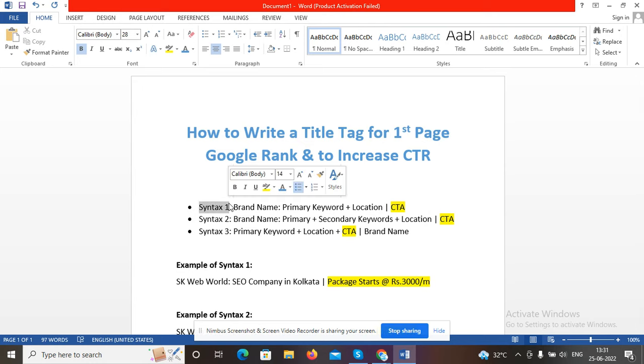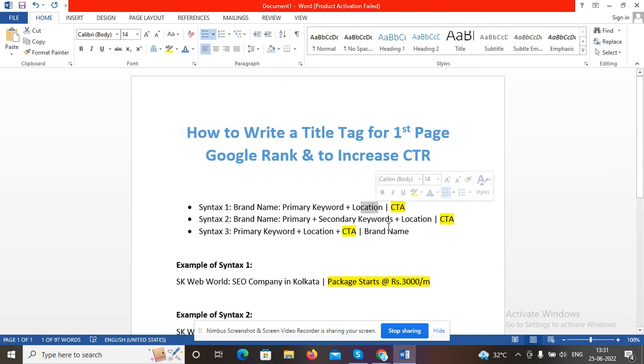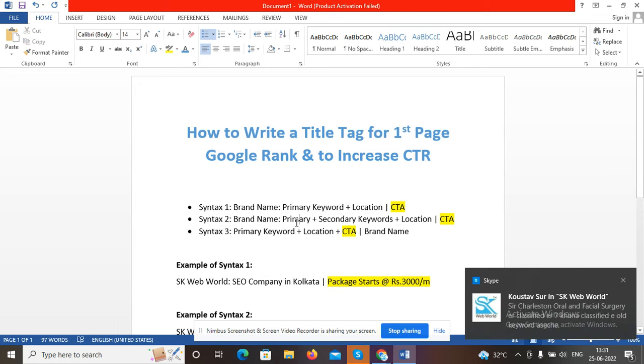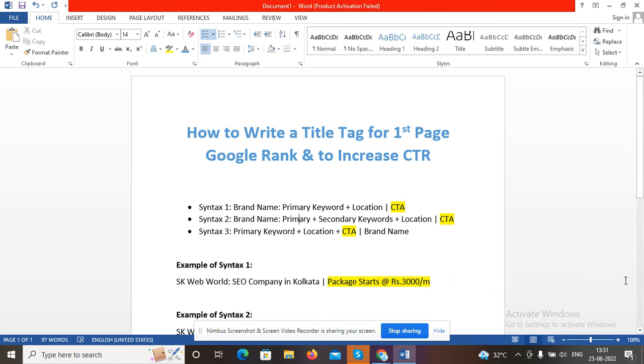So see, there are various ways to write a good quality title tag, but let's see the syntax over here. Syntax 1 means your brand name followed by your primary keywords, then locations you are targeting, and then the most important thing is call to action. The second syntax is your brand name, primary and secondary keywords, then location followed by your call to action elements.